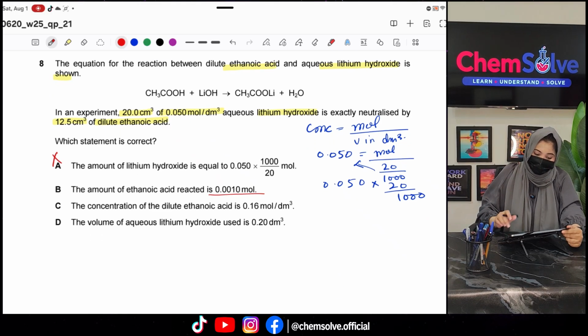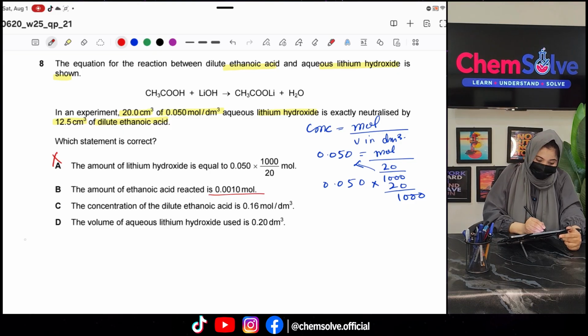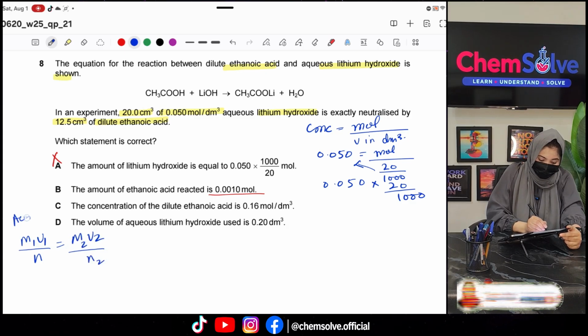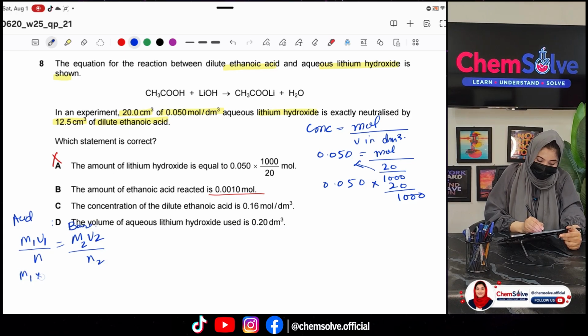So for that, we have to calculate the concentration of the ethanoic acid first. For that, I will use a formula: M1V1 over N1 is equal to M2V2 over N2. These are for acid and these are for base. M1 is the concentration of the acid that I need to find out.